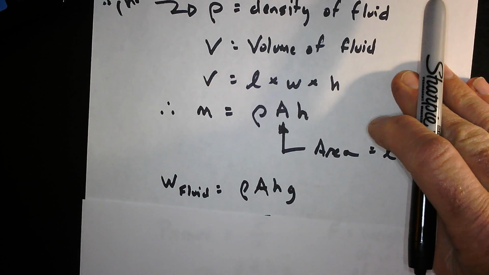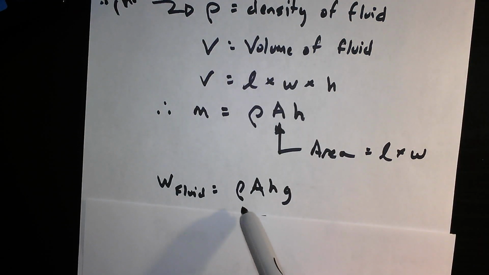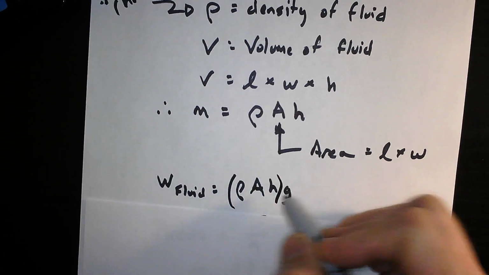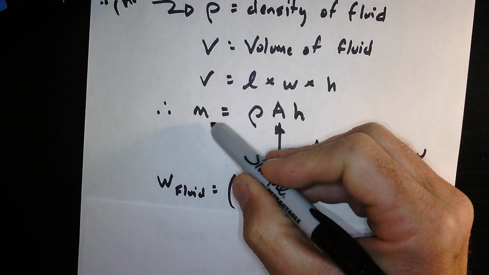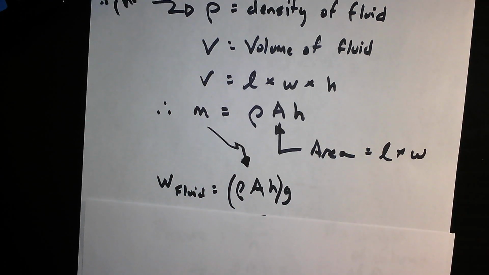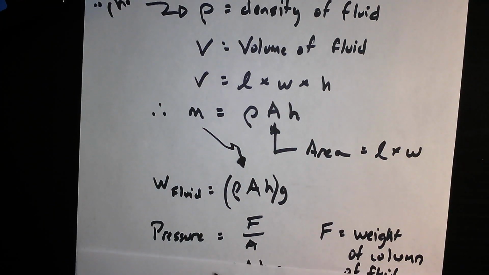All right, so now let's look at the weight of the fluid. The weight of the fluid is now going to be, instead of just mg, it's going to be rho AHG, where this part right here is the mass of the fluid above the object that we're looking at. All right. Now let's just go back to our equation of pressure.